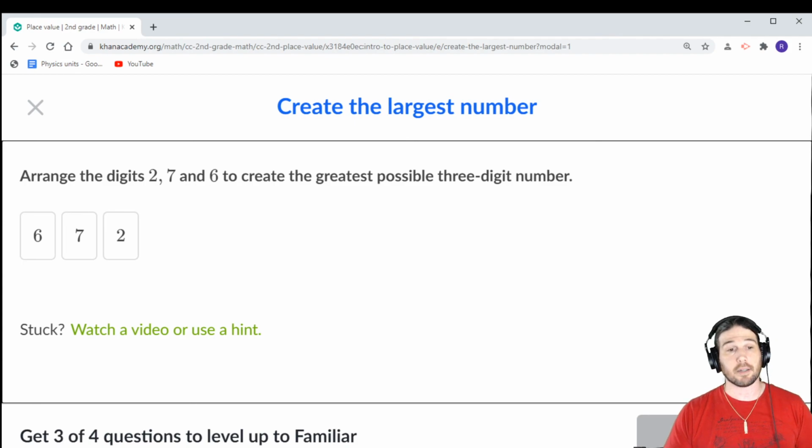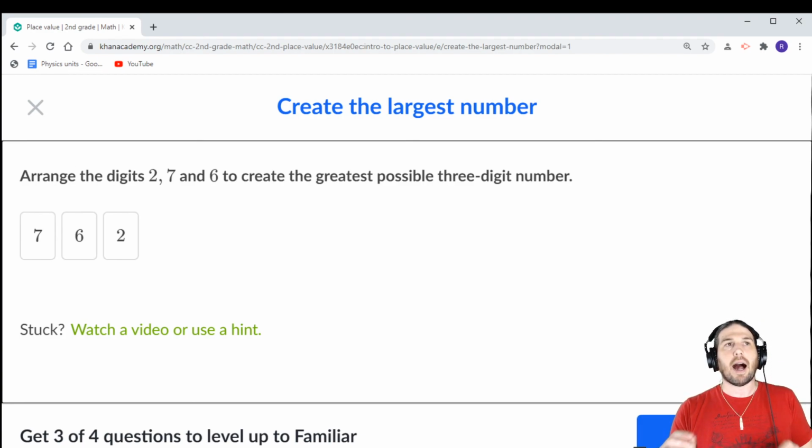What I see here is, well, if I want to make the biggest number possible, then the largest digit had better be the hundreds digit, right? Because I want the most hundreds. The second largest digit should be the middle digit, and then the smallest digit should be the last digit. Whew, I hate that word so much. 762 is the way to make the biggest number possible.